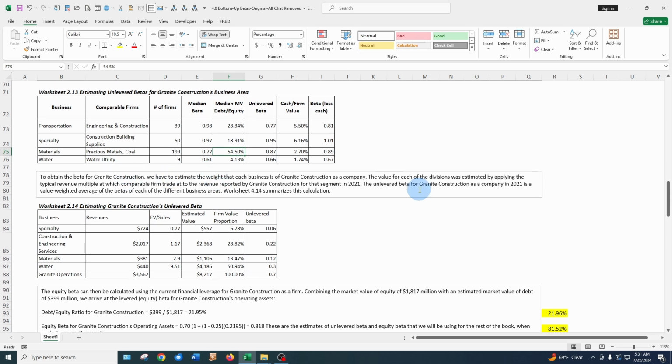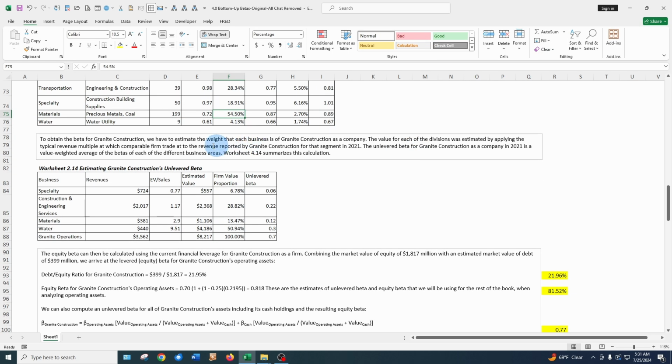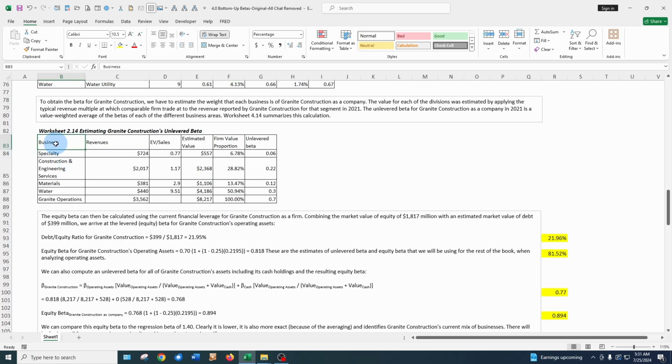To obtain the beta for Granite Construction, we have to estimate the weight that each business has in the company. The value for each of the divisions was estimated by applying the typical revenue multiple at which comparable firms trade to the revenue reported by Granite Construction for that segment in 2021. The unlevered beta for Granite Construction as a company in 2021 is a value-weighted average of the betas of each of the different business areas. So here, all I did was compact all this information. We have this unlevered beta here of 0.7.